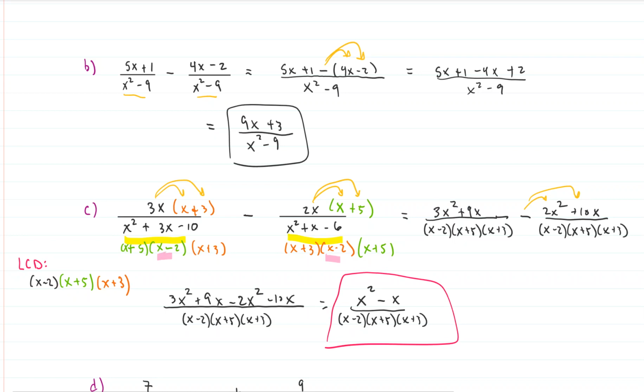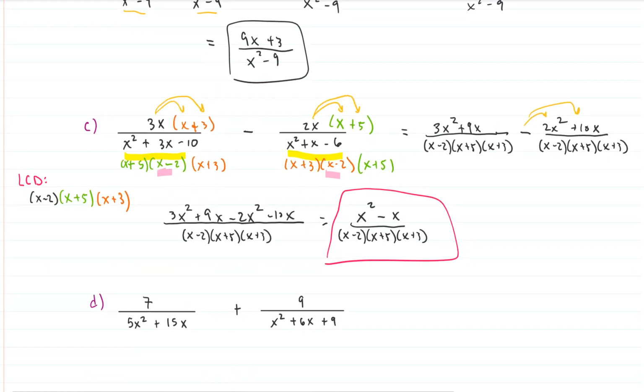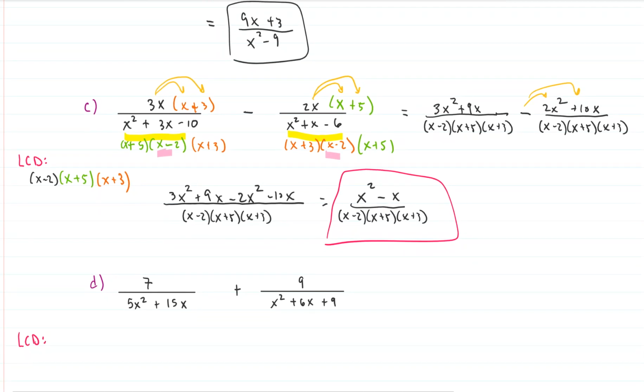Our answer is x squared minus x over that common denominator of x minus 2 times x plus 5 times x plus 3. Let's move on to our next one, example D. Example D, we have 7 over 5x squared plus 15x, and we're adding to that 9 over x squared plus 6x plus 9. They don't have the common denominator, so we're going to have to find an LCD again. And we need to factor these. If we factor out a 5x from the denominator on the left term, we get x plus 3.